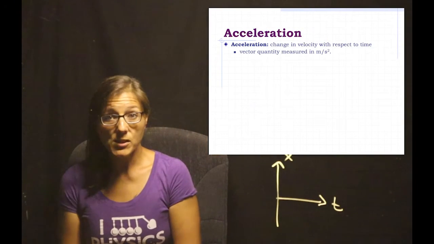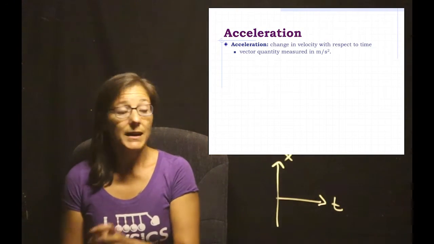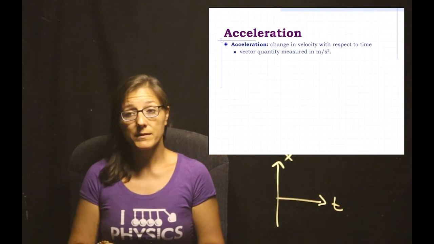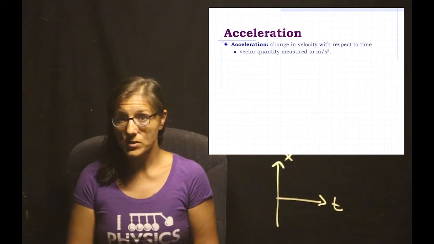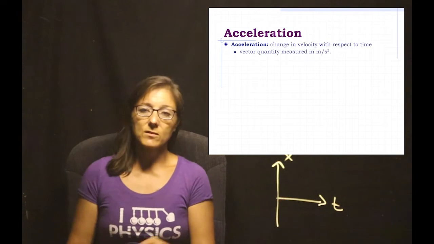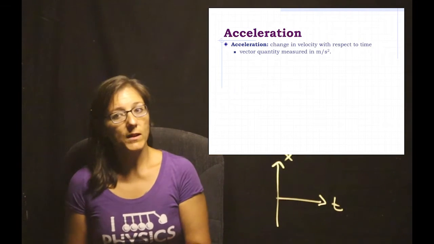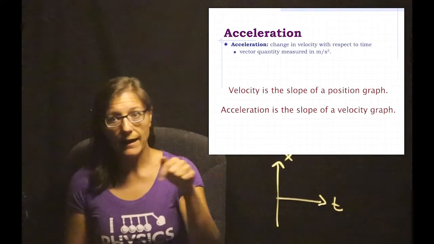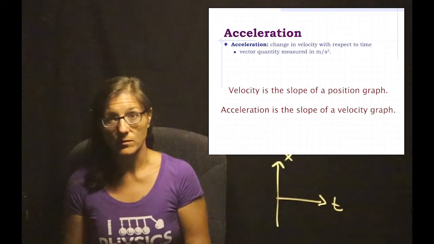Acceleration is a change in velocity with respect to time. It is a rate of change. The same way velocity was a rate of change in position, acceleration is a rate of change in velocity, which means it's also a slope, but it's a slope of velocity, whereas velocity was the slope of position. You can replay that a bajillion times if you want to until you get it.